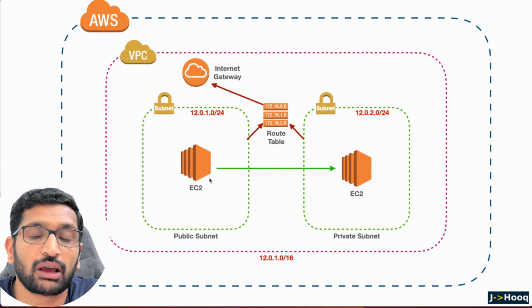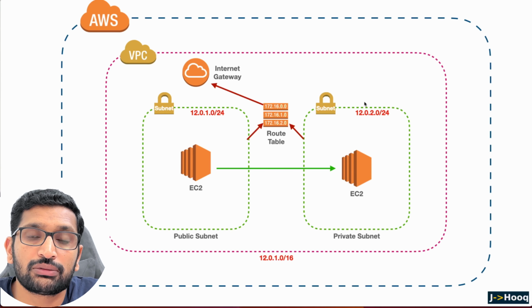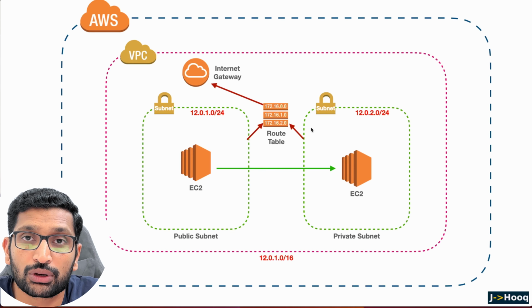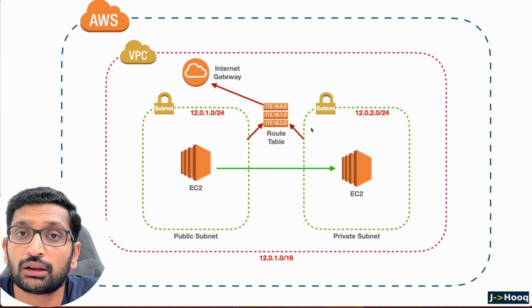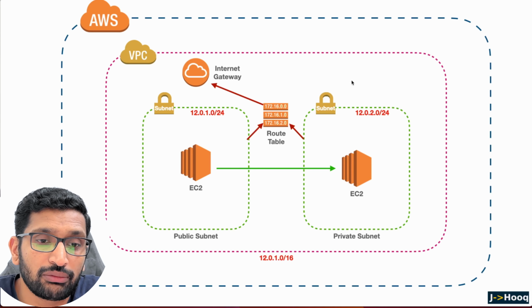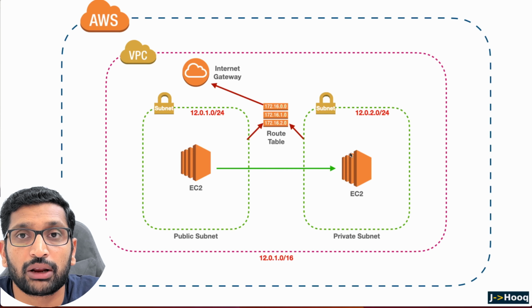For example, I have put an EC2 instance over here. On the right hand side, you will find another subnet, which is our private subnet, where we will be putting more resources, but these resources are a little bit specific, which we don't want to expose to the internet. That's why we call it a private subnet, and we want to create those resources inside that private subnet.